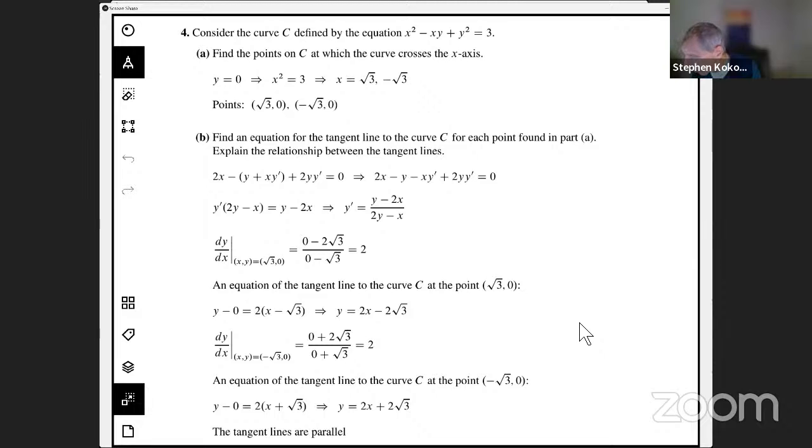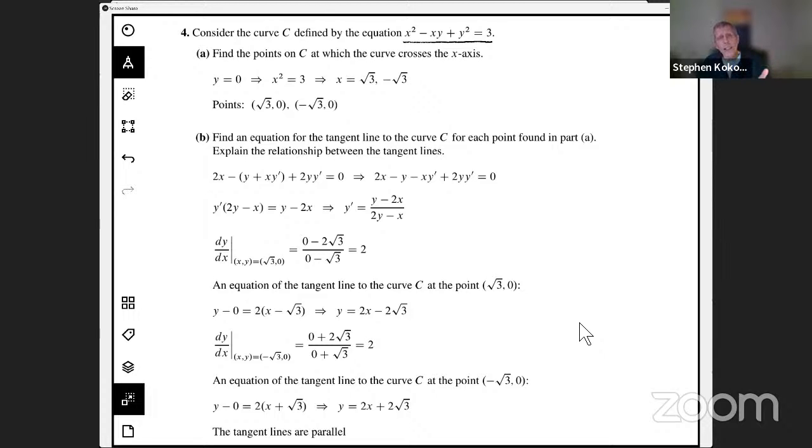So this one in number 4, we're going to consider the curve defined by this expression in x and y. Find the points on this curve where it crosses the x-axis. So no derivatives involved here. We just have to think a little bit about this.